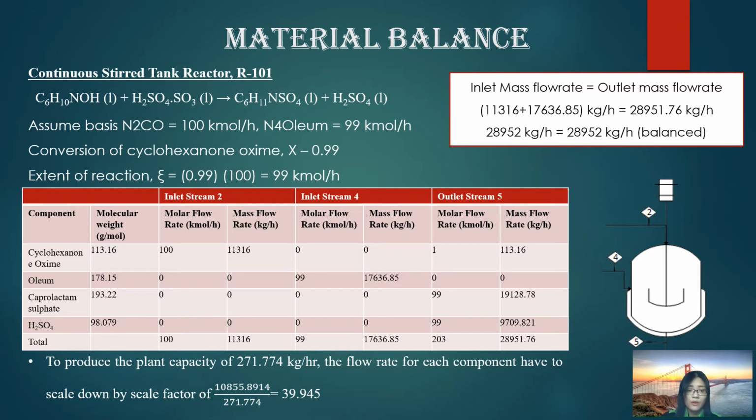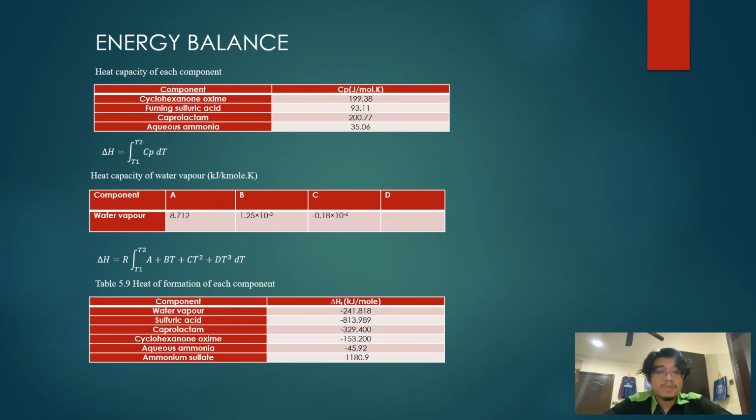At the end of all calculations, the flow rate of each component in the process is scaled down by a scale factor of 39.945 in order to achieve our plant capacity of 271.77 kg per hour. Next, I will proceed with the energy balance.